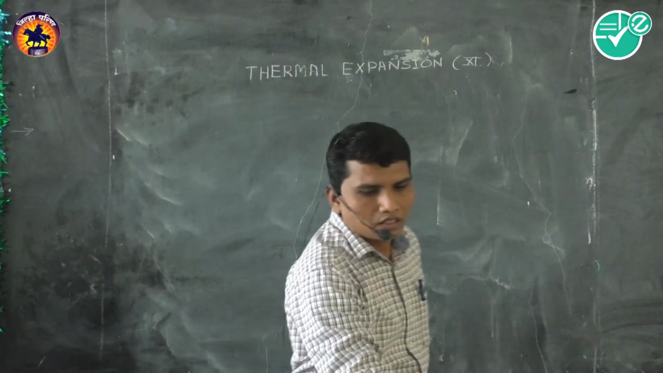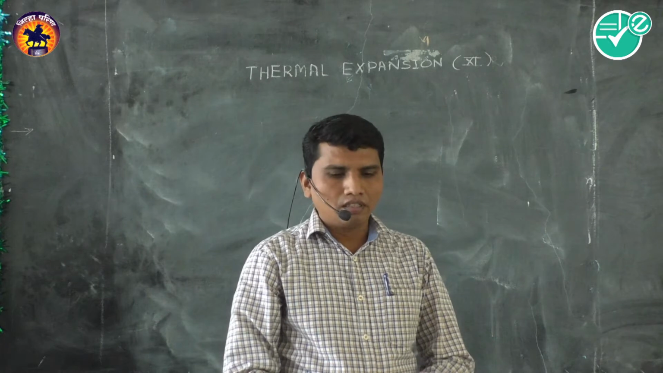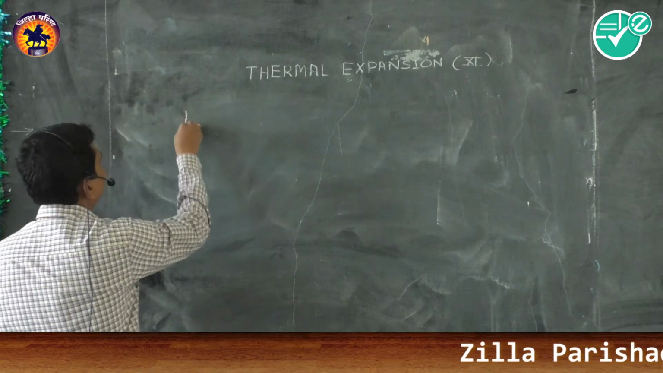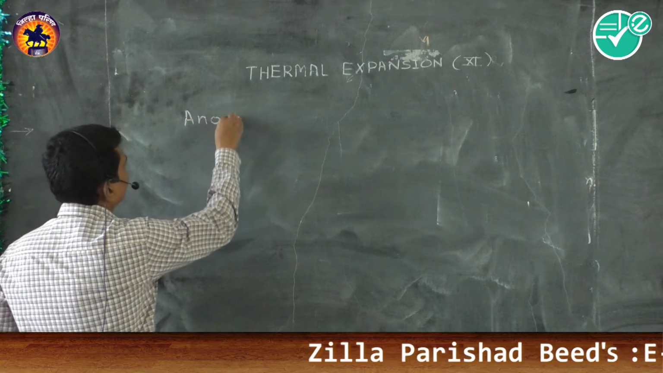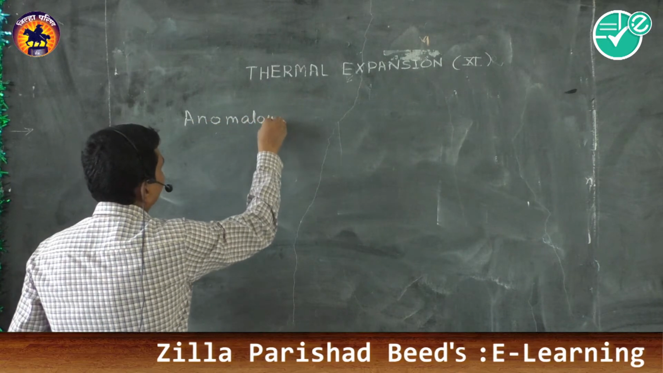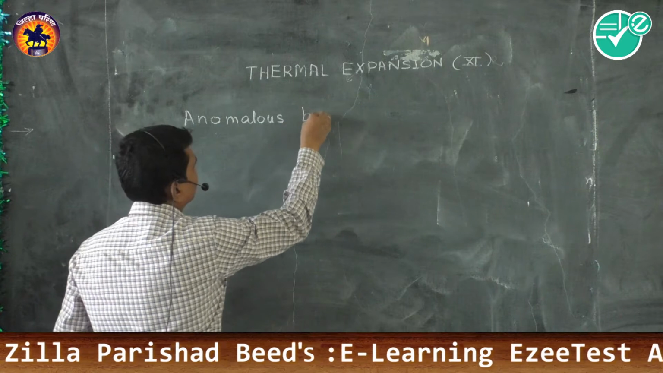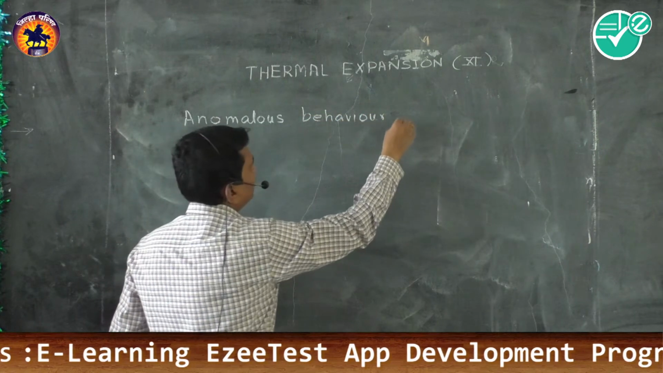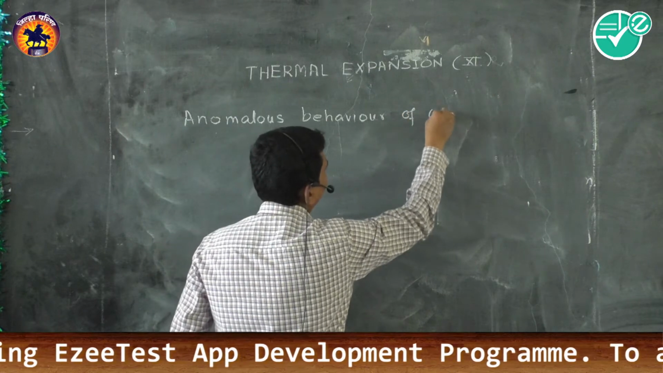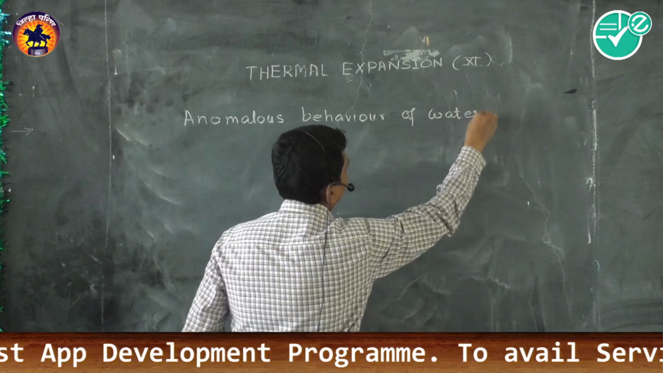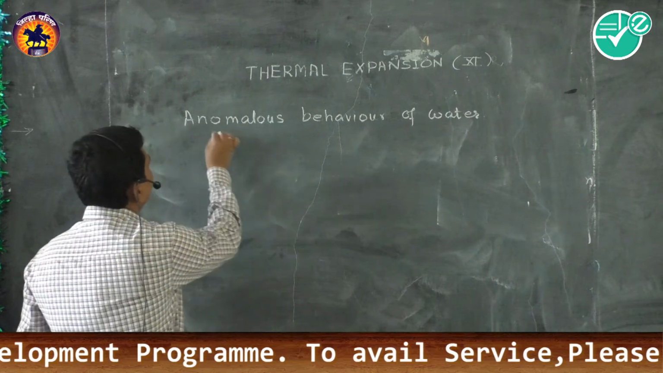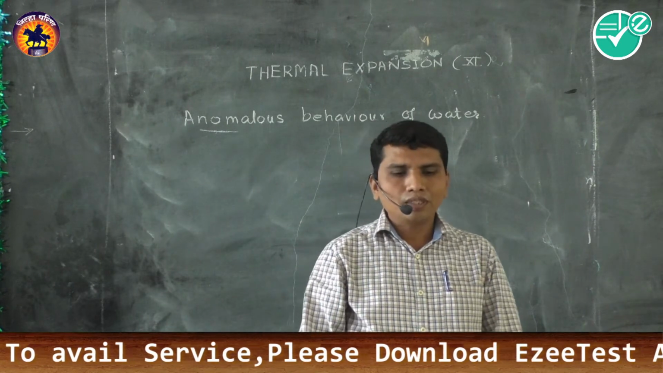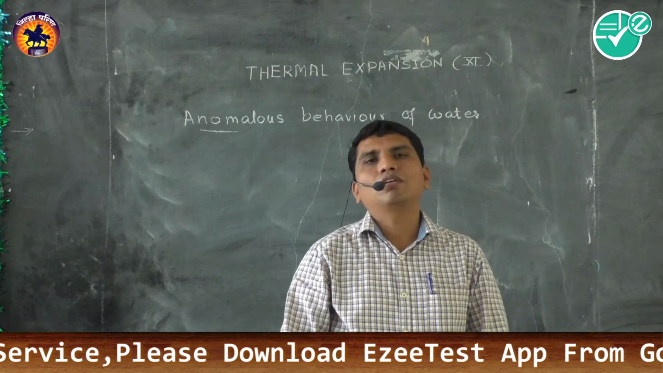That is the anomalous behavior of water. Anomalous behavior of water. Anomalous means what? Anomalous means it is not regular.